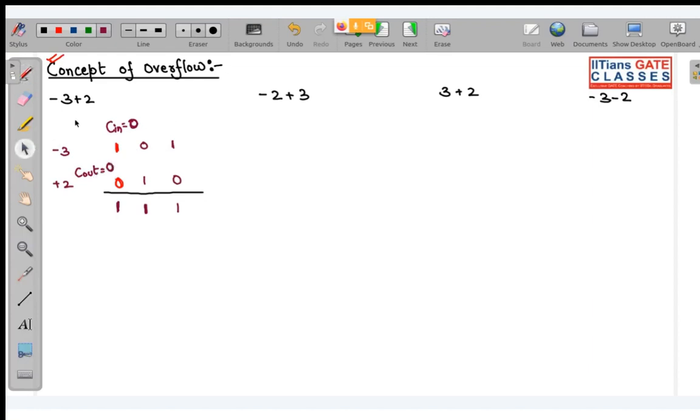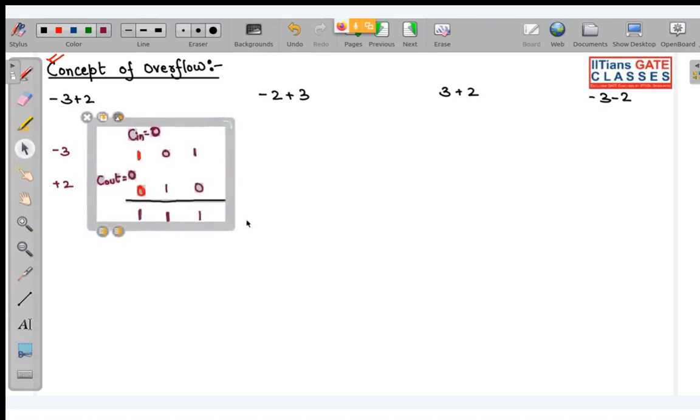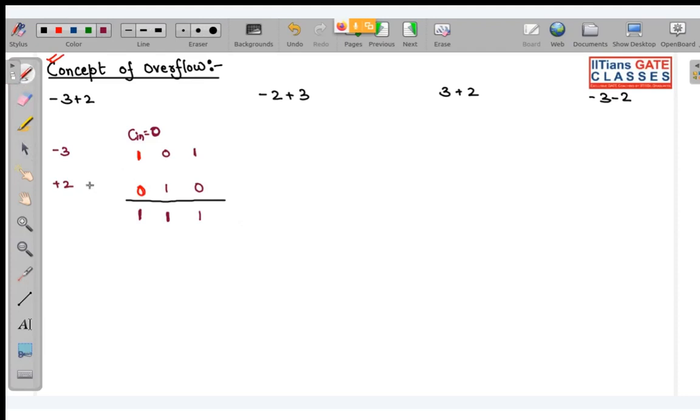So did you understand what I am trying to say over here? The C in, C out. Did we understand what is the C in and C out? C out is the overall carry after the MSB position, and C in is the carry just one bit before the MSB. So this is your MSB. Just one bit before it, when you add 0 and 1, you get 1, and the carry will be 0. So this C in I am writing as the carry of one bit before MSB.